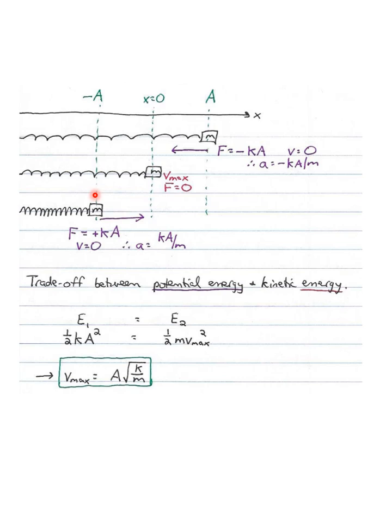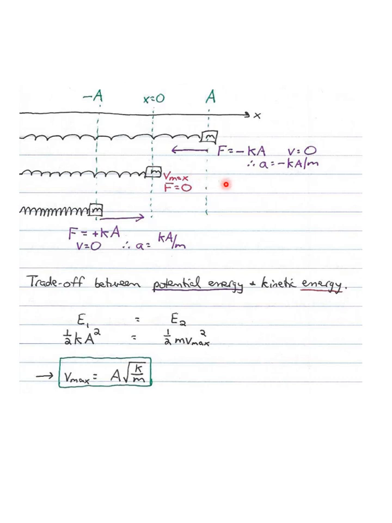At this point, it's got a restoring force of positive kA, positive meaning to the right. It's at a speed of 0 because that's its turning point. And by Newton's second law, its acceleration is force over mass, which is kA over m. And as it oscillates back and forth, it's going to go left, right, left, right.